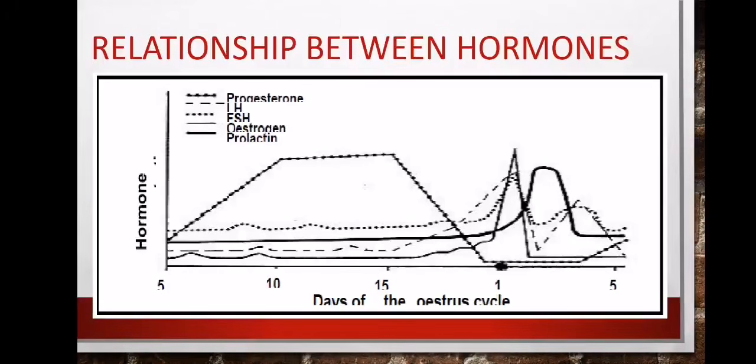We'll look at the relationship between estrogen and LH. We'll look at the relationship between LH and progesterone. We'll look at the relationship between prolactin and gonadotrophic releasing hormone. Then we'll look at the relationship between gonadotrophic releasing hormone and FSH together with LH. This is what I want you to understand here.